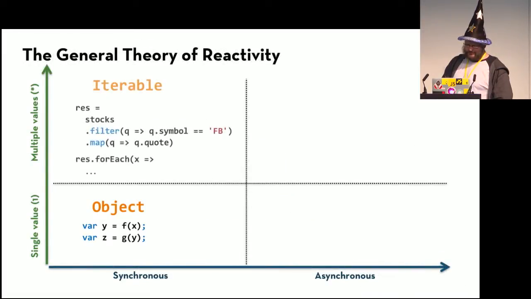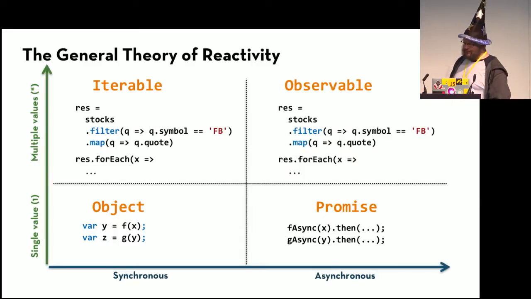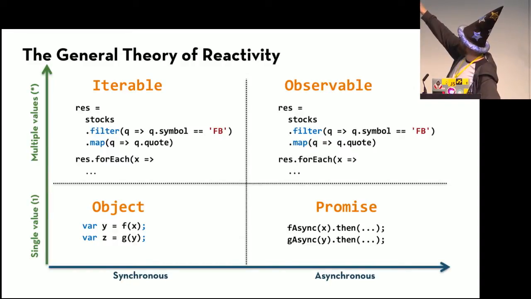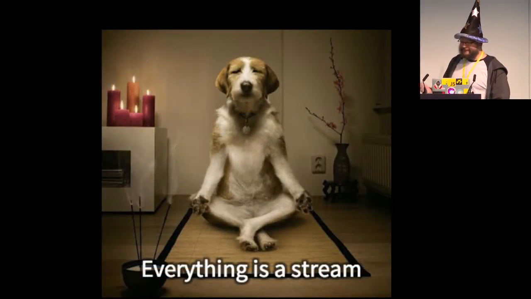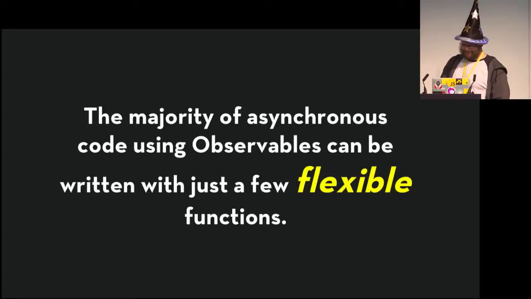Now, where does it fit? Well, if you look at it, object for a single value synchronous and promise for a single value asynchronous, we have the iterable already, so we can use arrays to do iterable synchronous, but we also have the observables, and it's largely the same code. So you get that Zen-like feeling that everything that you're doing is a stream.